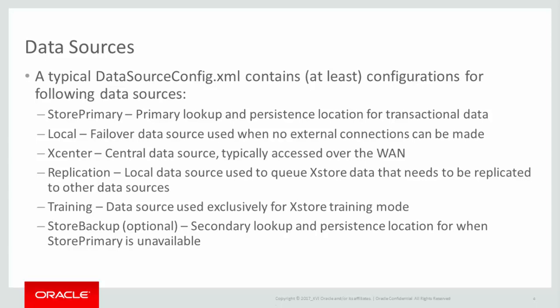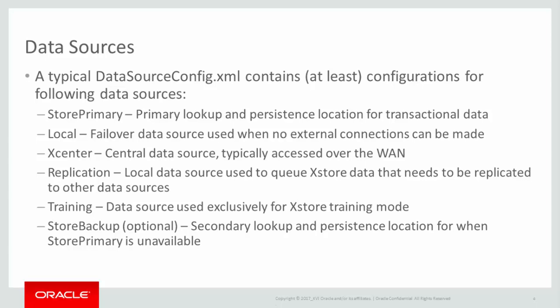We have a local data source, which is a failover data source and is used when there are no external connections to any other data sources. An XCenter data source, which is a central data source that all stores have access to and is typically accessed over a wide area network. We have a replication data source, which is a local data source that's used for queuing up XStore data that needs to be replicated to the other data sources.